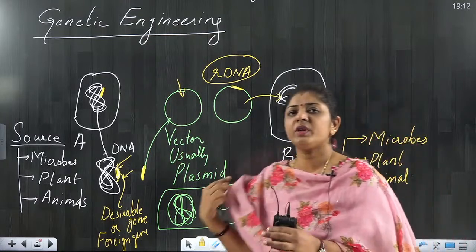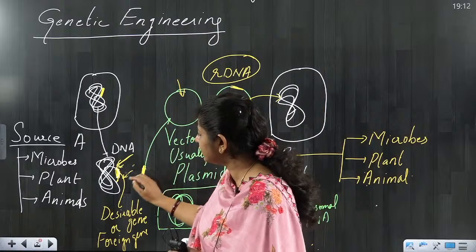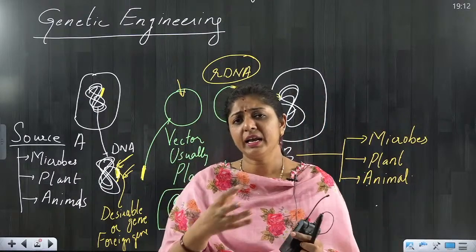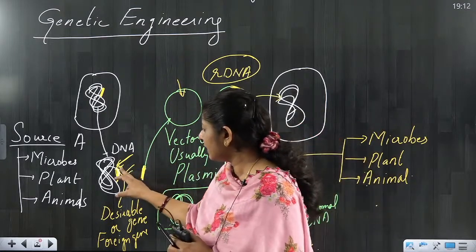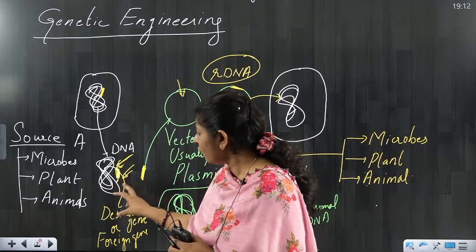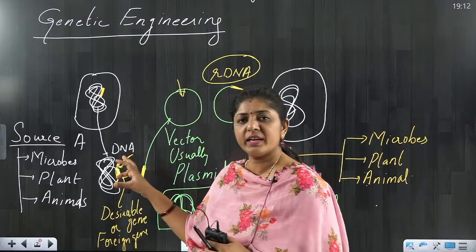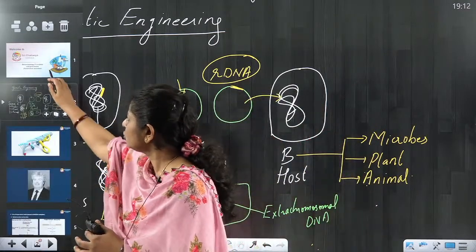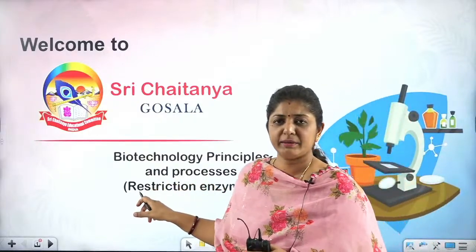Now what is our today's lecture? Our today's lecture is based on that scissors which will cut the full DNA into small fragments and take this part separately along with other fragments. That scissors, you call it what? Restriction enzymes, right? So this is our today's topic. We have to talk about the restriction enzymes, right?